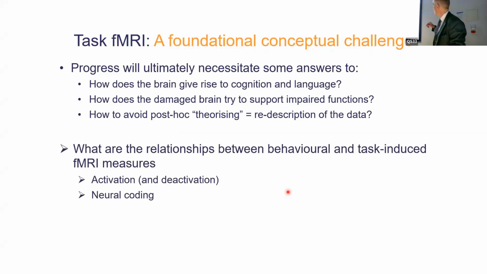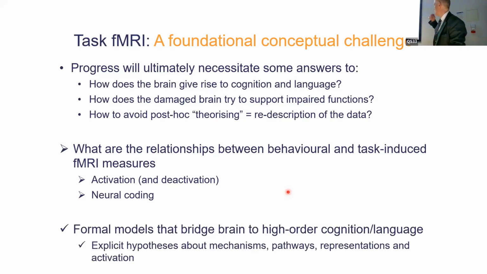And then we also have to understand the relationship of different measures that we can get out of fMRI, activations, deactivations, neural coding. How does that actually relate to behavior? We sometimes assume they're linearly related, but clearly they're not. And I think we need to get into doing a bit more modeling. We need to have some hypotheses about how those things relate to each other.